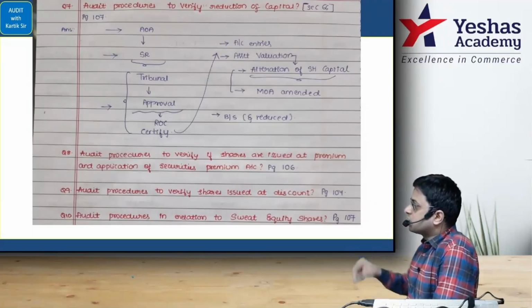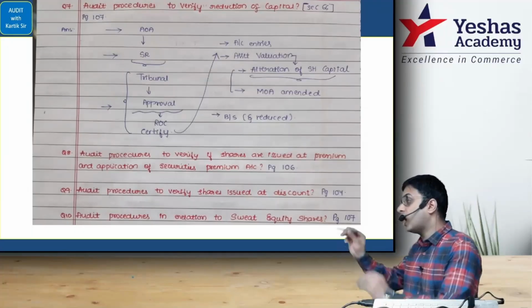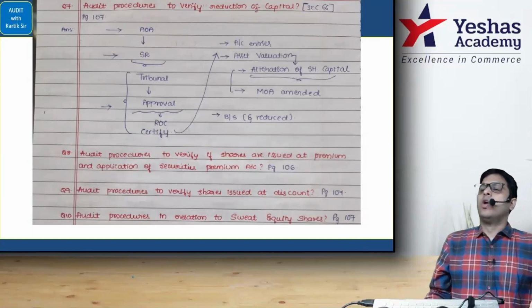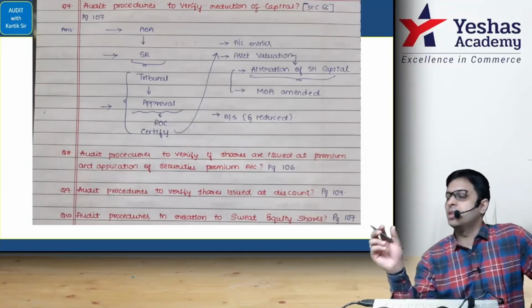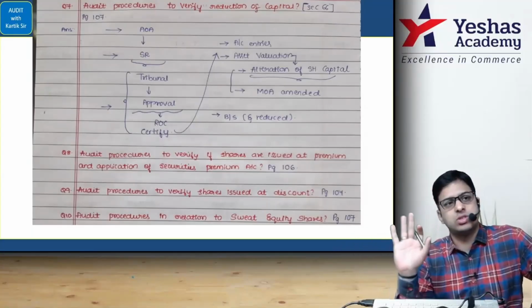They have given all the procedures to verify reduction of capital. So regarding reduction of capital, what should the auditor check? Everyone look here, pay attention. It's a very simple answer, I'm just breaking it down for you. Reduction of share capital is basically similar to internal reconstruction that you do in accounts.